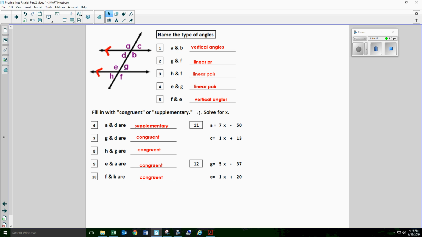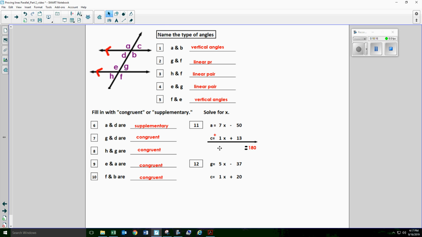Okay, so we end up having a lot of congruent ones here, and only one supplementary in this randomly generated one. Okay, all right, 11 here. A and C. What do I know is true about A and C? They form a linear pair, which means they're supplementary, which means they add to 180. So I take that angle plus the bottom angle, and I know they must add up to 180 degrees. So I combine those like terms. They have to add to 180, those two angles.